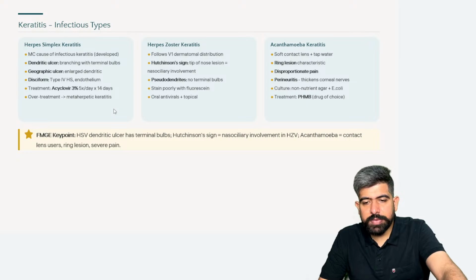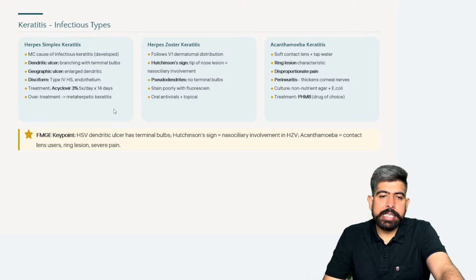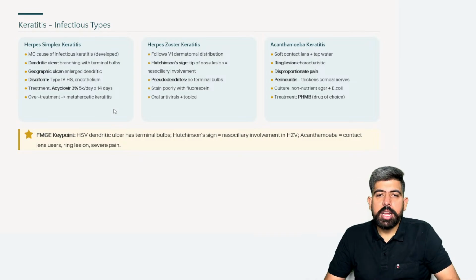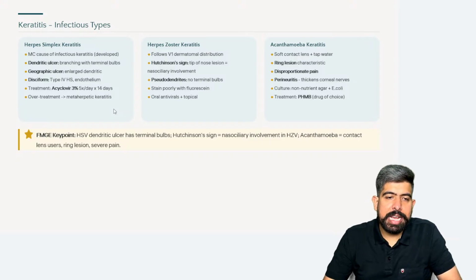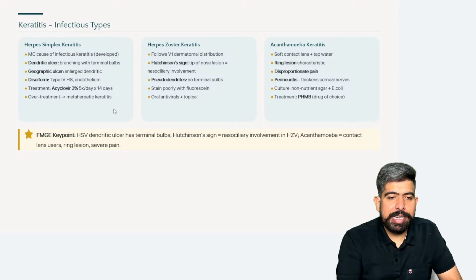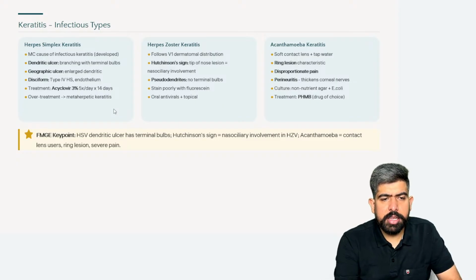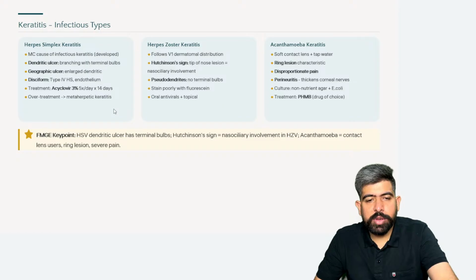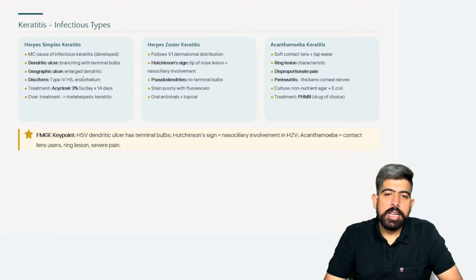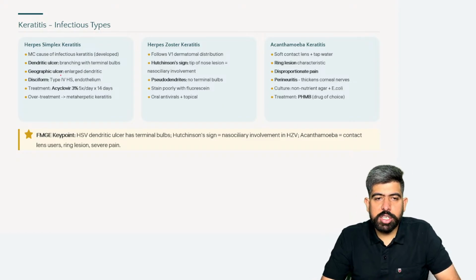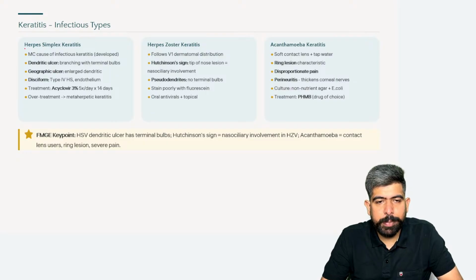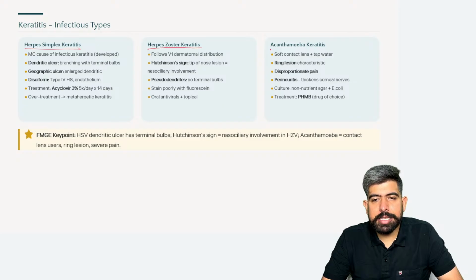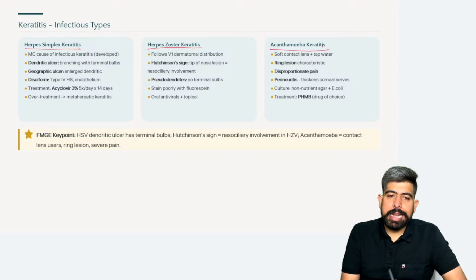Yes, infections of the cornea are known as keratitis. So let's talk about keratitis now. In keratitis, first of all, we have to talk about the three types of keratitis mentioned over there. First, the herpes simplex keratitis. Then the herpes zoster keratitis, and then the acanthamoeba keratitis.